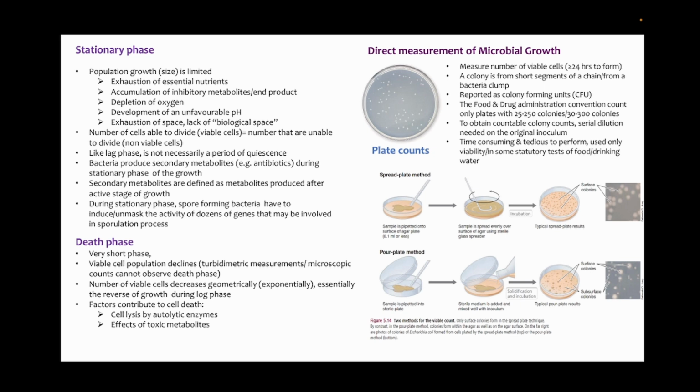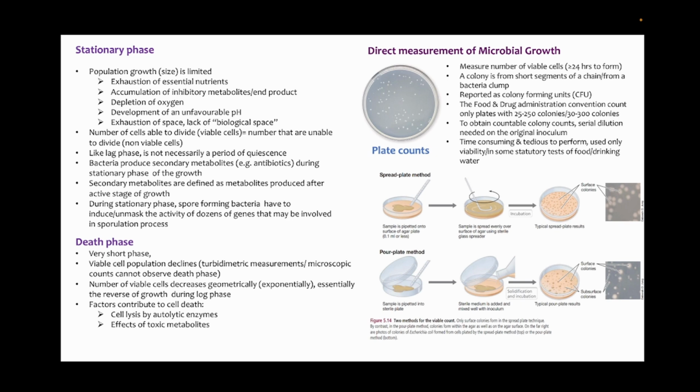So if that is your main aim, then you will need to optimize for your stationary phase to make sure that you can prolong the stationary phase so that your amount of product produced is maximum. Okay? So depending on what you are doing, you can regulate, you can control the variables so that you get the most optimum product. Stationary phase is also where spore-forming bacteria will start forming spores.